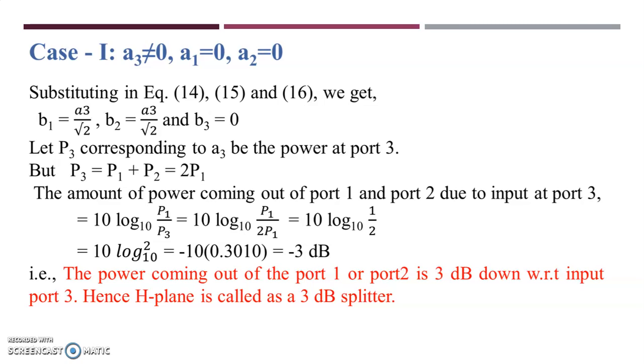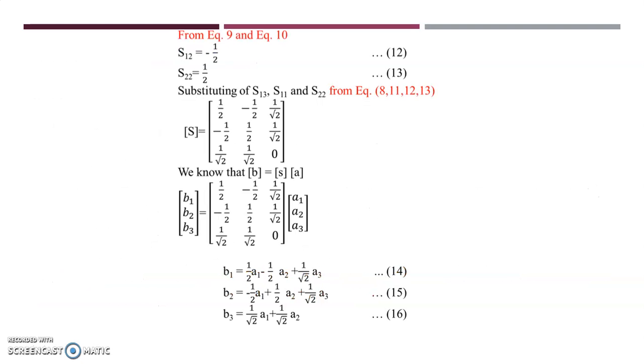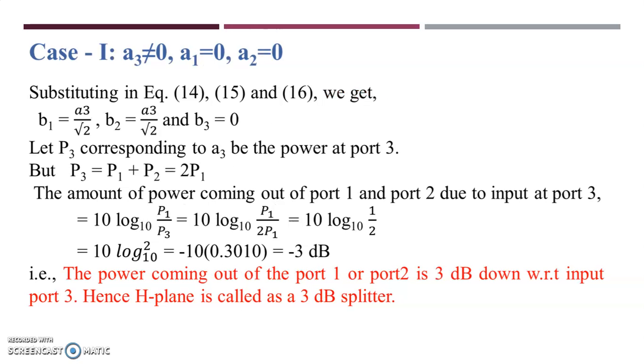Sometimes in the examination they will ask, prove that the H-plane tee will act as a 3 dB splitter. So you have to derive the S matrix, and you have to consider case 1, A3 is not equal to 0, A1 is equal to 0, A2 is equal to 0. You put these values in equations 14, 15, and 16, you will get the power at port 1 and port 2 is equal to minus 3 dB, and accordingly you can prove it.